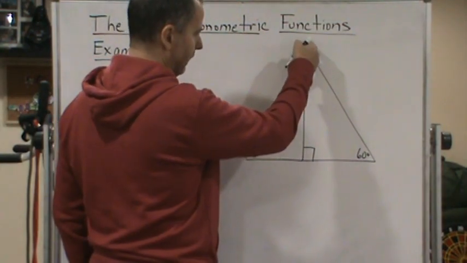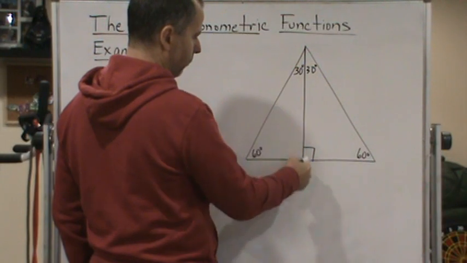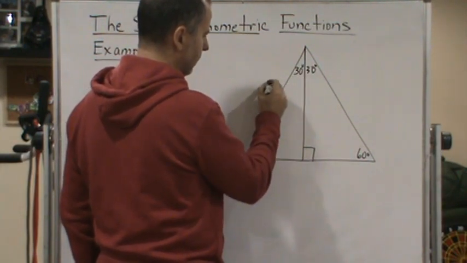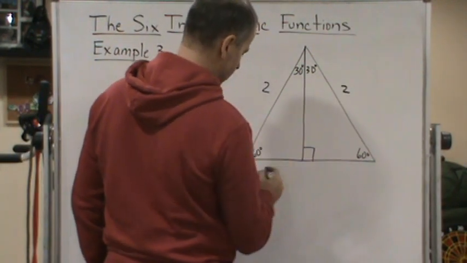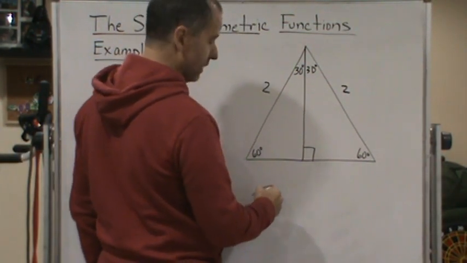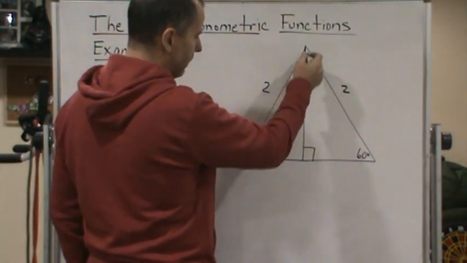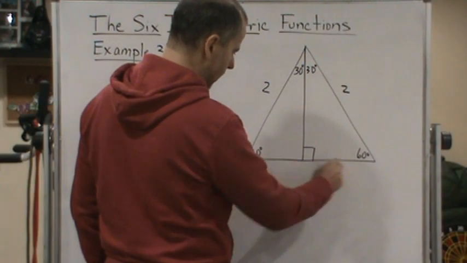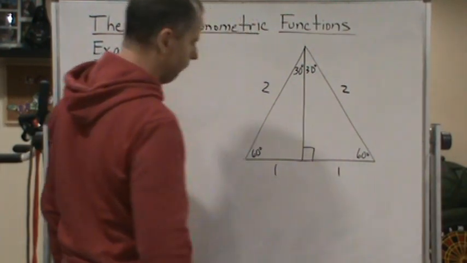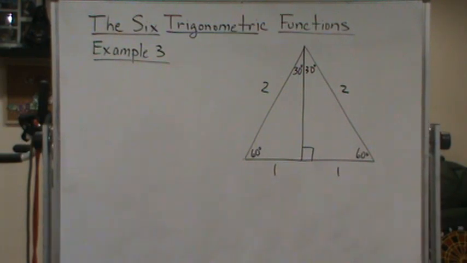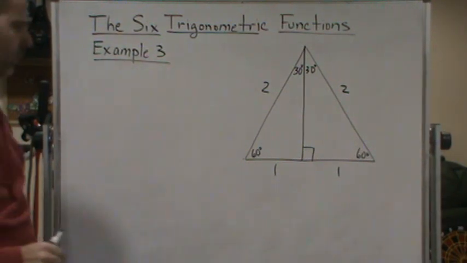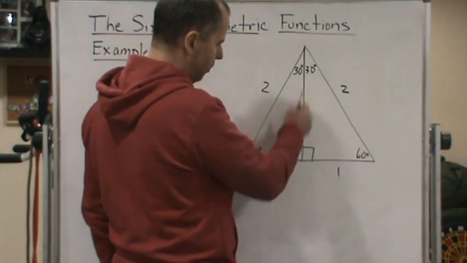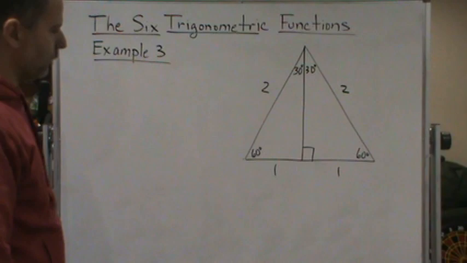So I have the altitude here, which is also a bisector. So we have a 30 and 30, right? And let's say the length of all of these sides is going to be 2, since it's equilateral. This altitude also splits the bottom into 1 and 1. So now I have a right triangle, and I need to find the altitude of this equilateral triangle.